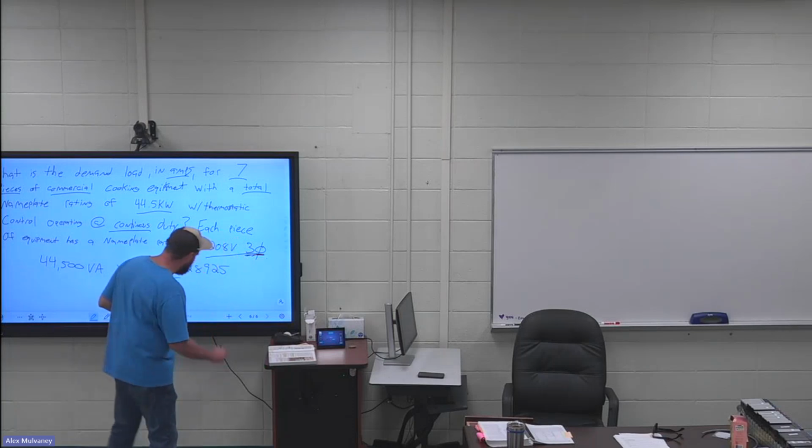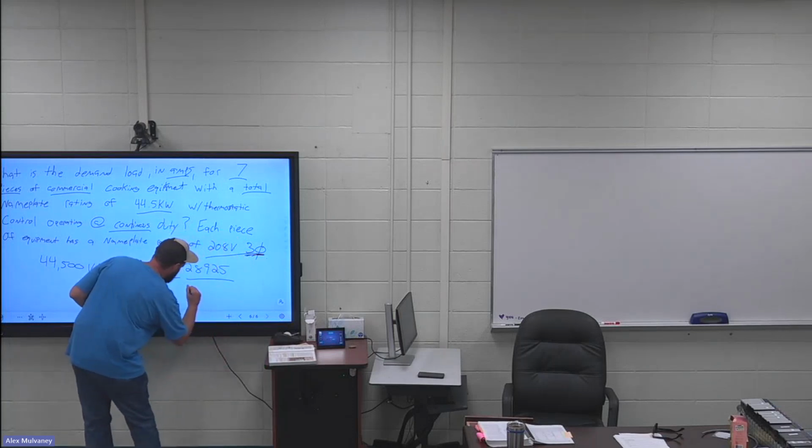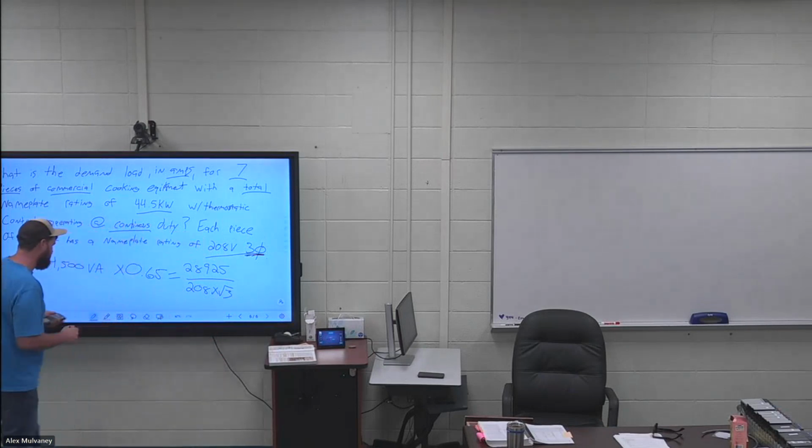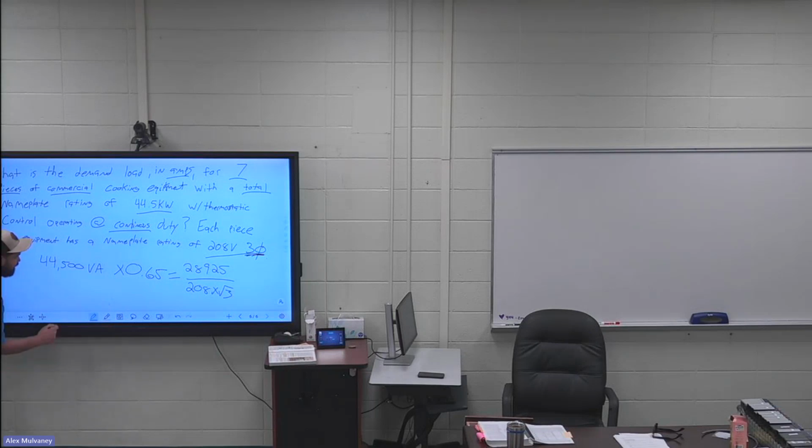28,925, right? So now we're dividing by 208 times the square root of 3. Square root of 3, put it in the calculator myself, is 1.732. That's the number we had, right? 28,925 over 208 times 1.732.